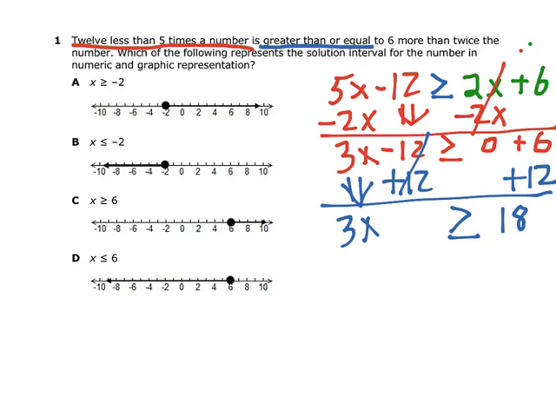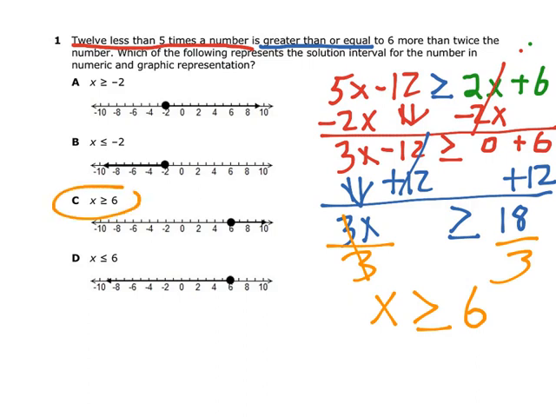Now to get x by itself, just divide both sides by 3. 3 divided by 3 is 1, but you don't have to put it in front of the x, so you have x is greater than or equal to 18 divided by 3 is 6. So x is going to be greater than or equal to 6. Okay, so you can see answer C is the choice here.